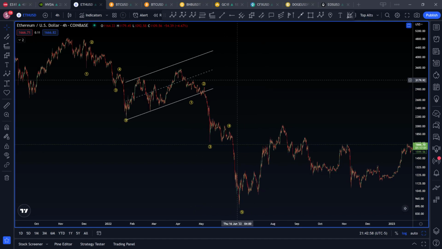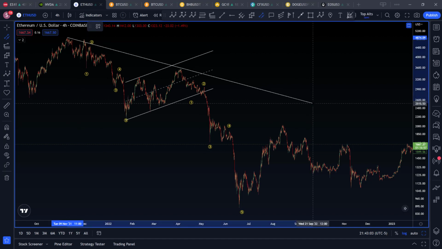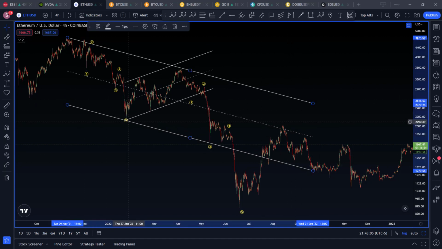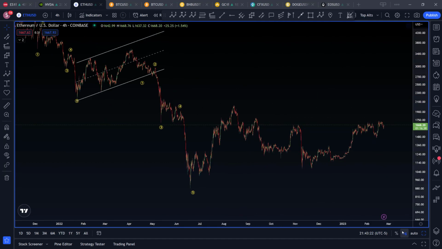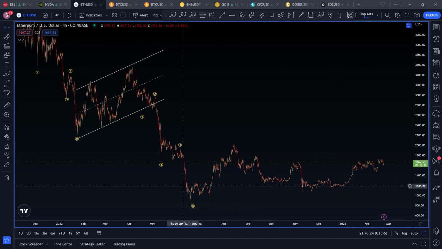So what we had to this point was what could have been, sure, the makings of a 1, 2, 3, like we had for Bitcoin. And in fact, that was sort of kind of the expectation, especially when we broke out of this base channel, as we did here. Very important. But what we had instead was what, in my opinion, at the time, was a pretty clear motive structure.